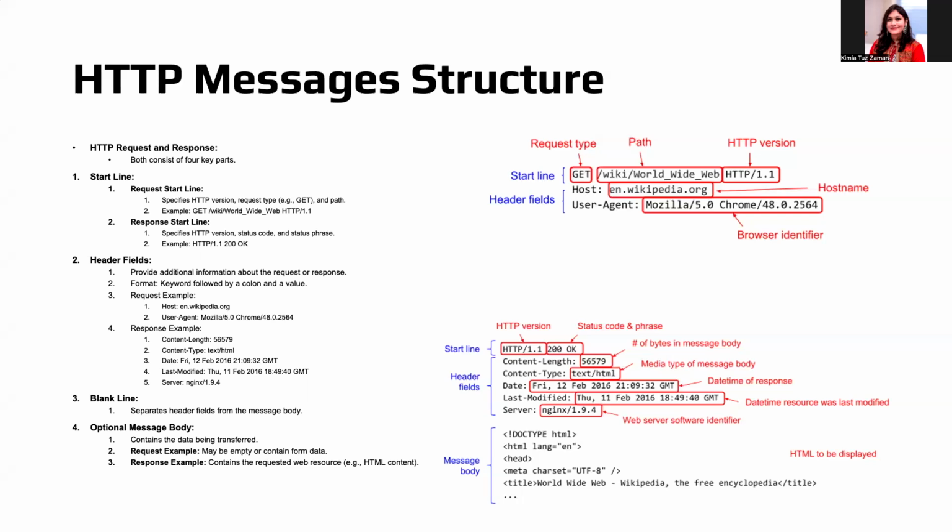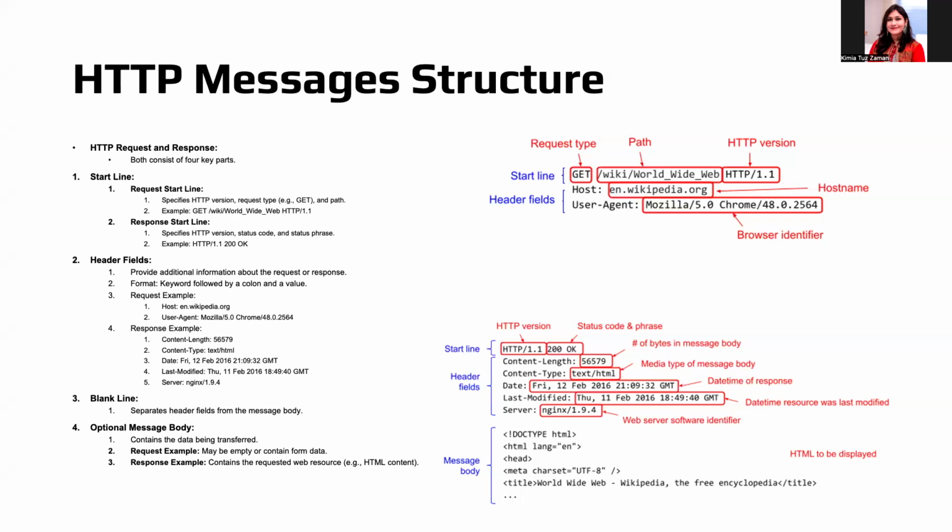There's a blank line. The blank line is crucial as it separates the header fields from the message body. The final part is the optional message body. This part of the message contains the actual data being transferred between the web browser and web server.